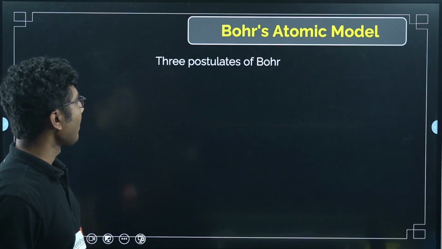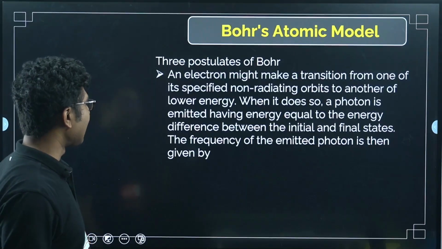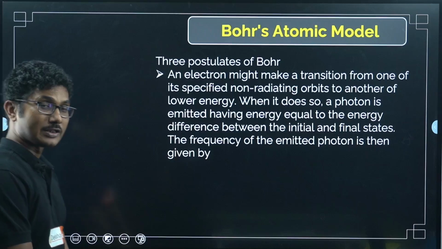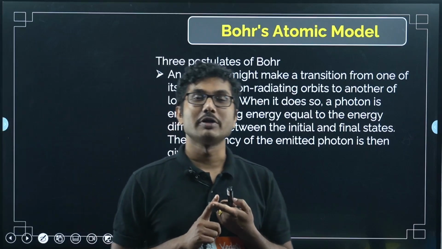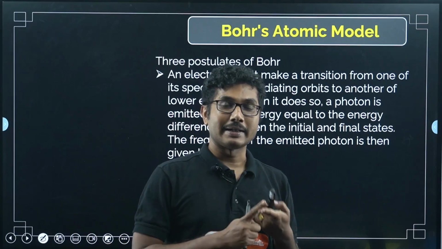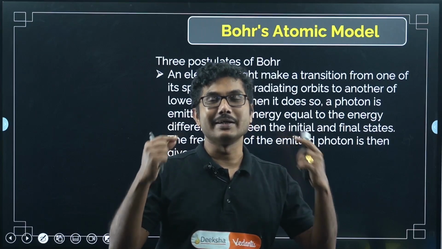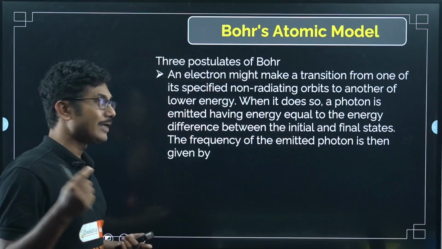Now, the last postulate of Bohr. We have already discussed two postulates. What was the first postulate? If you remember, the first postulate is that electrons orbit in stable orbits. The second postulate is that the angular momentum is an integral multiple of h by 2 pi.